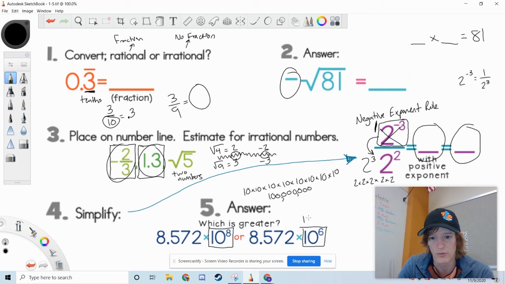And this one is a 1 with 6 zeros. So this is 1 million. Well, what do you think's bigger? 8 times 100 million or 8 times 1 million?